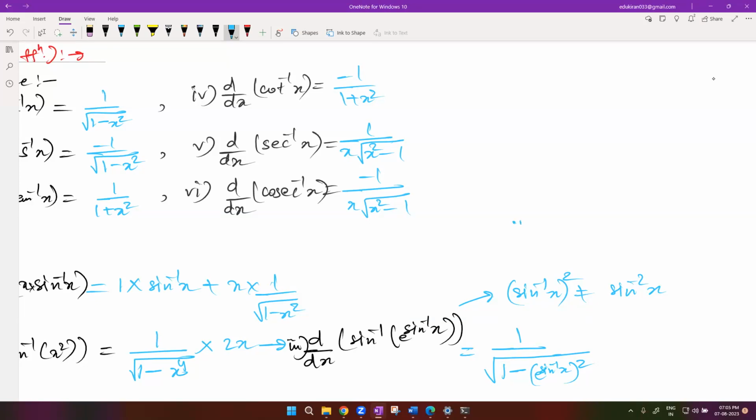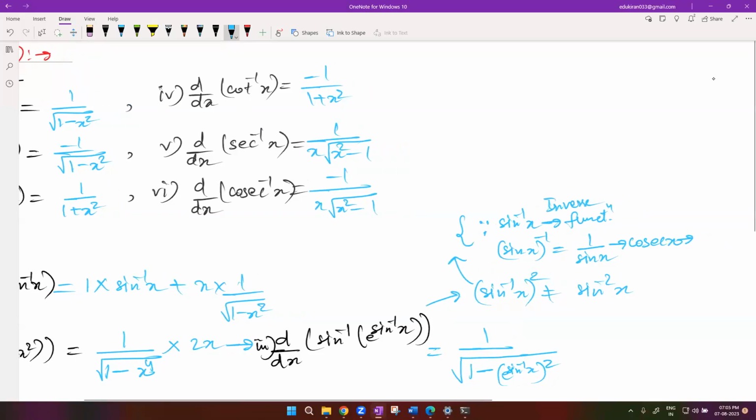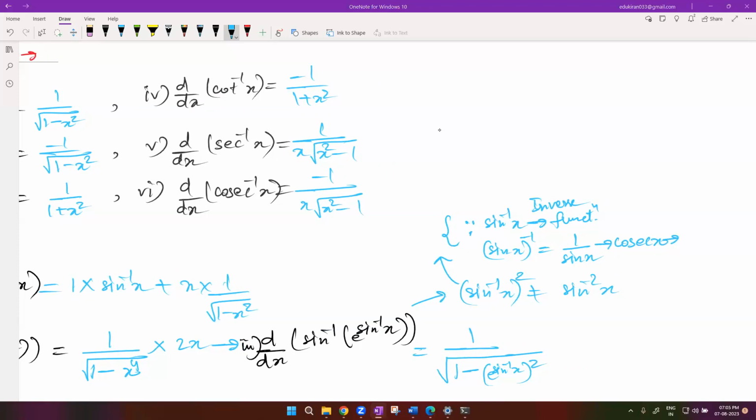I'll also elaborate on the basics here. Sine inverse x, it's a function, right? What kind of function? Inverse trigonometric function. But if you're writing sine x to the power minus 1, this is something different. This is basically 1 upon sine x. And 1 upon sine x is what? Cosec x. That is a trigonometric function. This is the key difference between them.